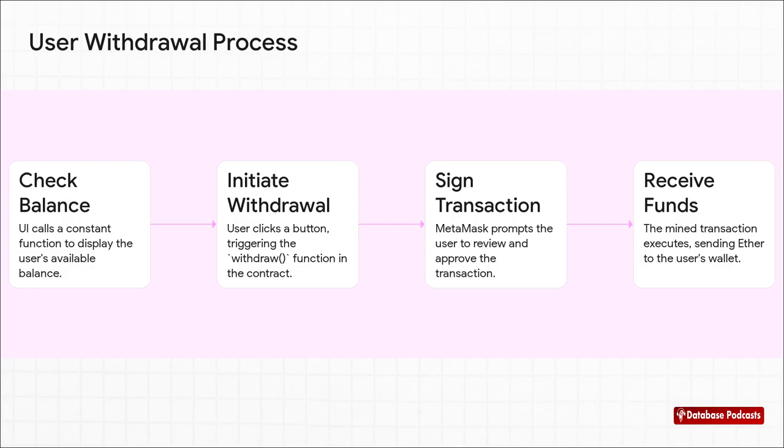The whole process is actually pretty straightforward. First, the user interface makes a simple, free call to check their available balance. When they're ready, they click a withdraw button. This action kicks off a transaction to the contract's special withdraw function. MetaMask then pops up, asking them to review the details and sign off on it. Once they hit approve and that transaction gets mined, the smart contract code just executes automatically, sending the Ether straight from its own balance to the user's personal wallet. The loop is closed. It's all done on chain.